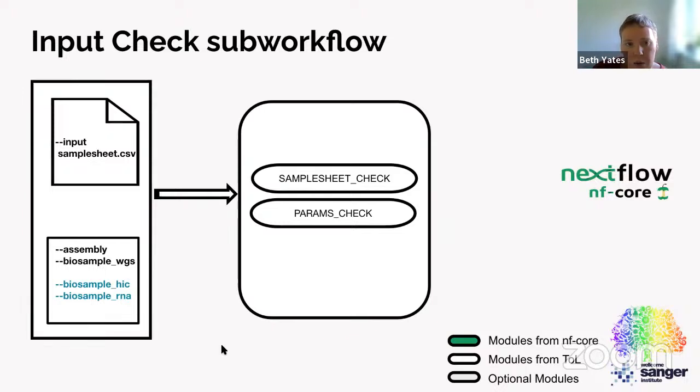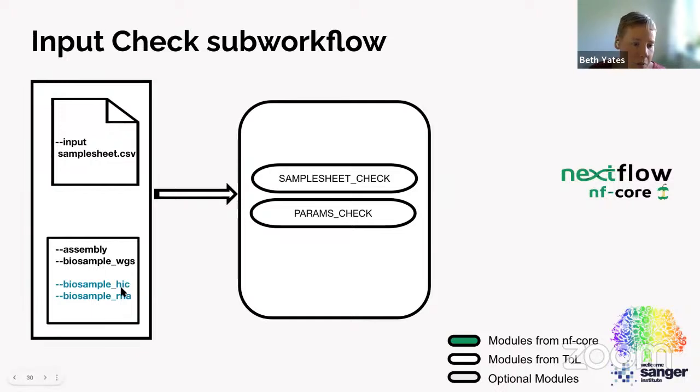The first thing we do when we run the pipeline is check all the inputs. There are two main inputs here: the parameters that are provided and the sample sheet. For the sample sheet, we'll check that we can find the files that were listed and that everything's okay with those. For the parameters, we will check that it's a valid assembly accession and that we can find it within ENA. Same with the biosample, we'll check that the biosample accession exists and that it corresponds to the same taxon ID as the assembly, to make sure that we're not mixing data up.